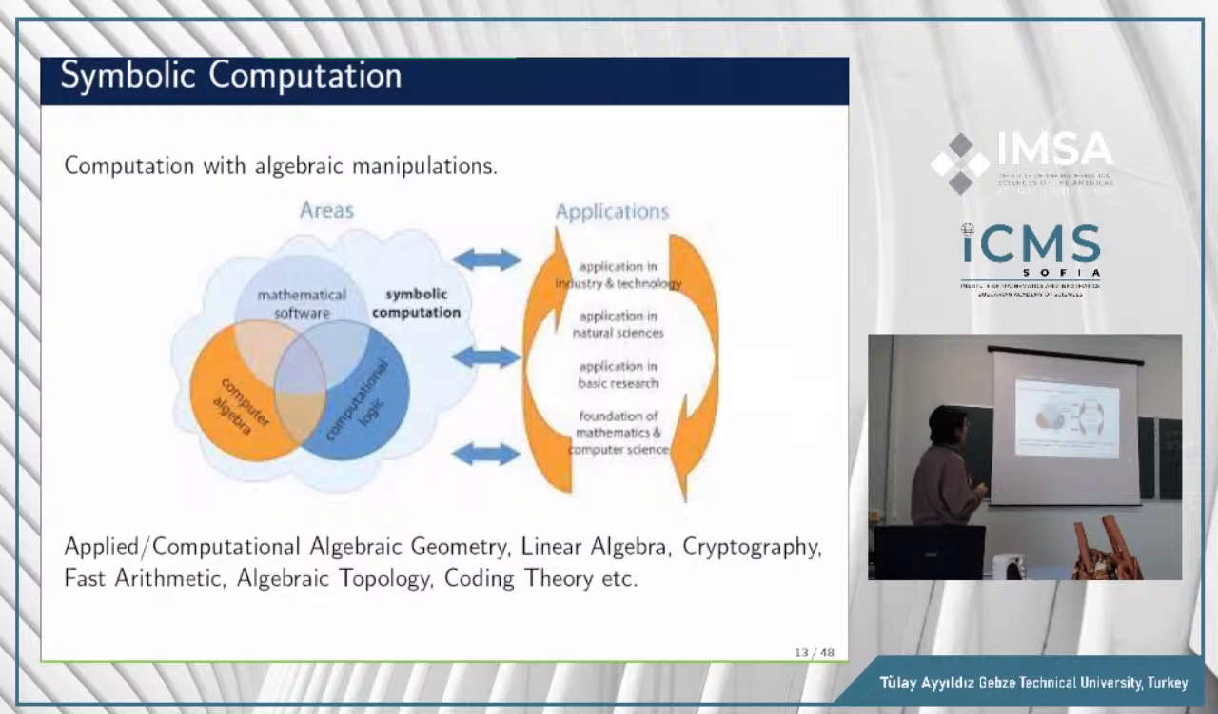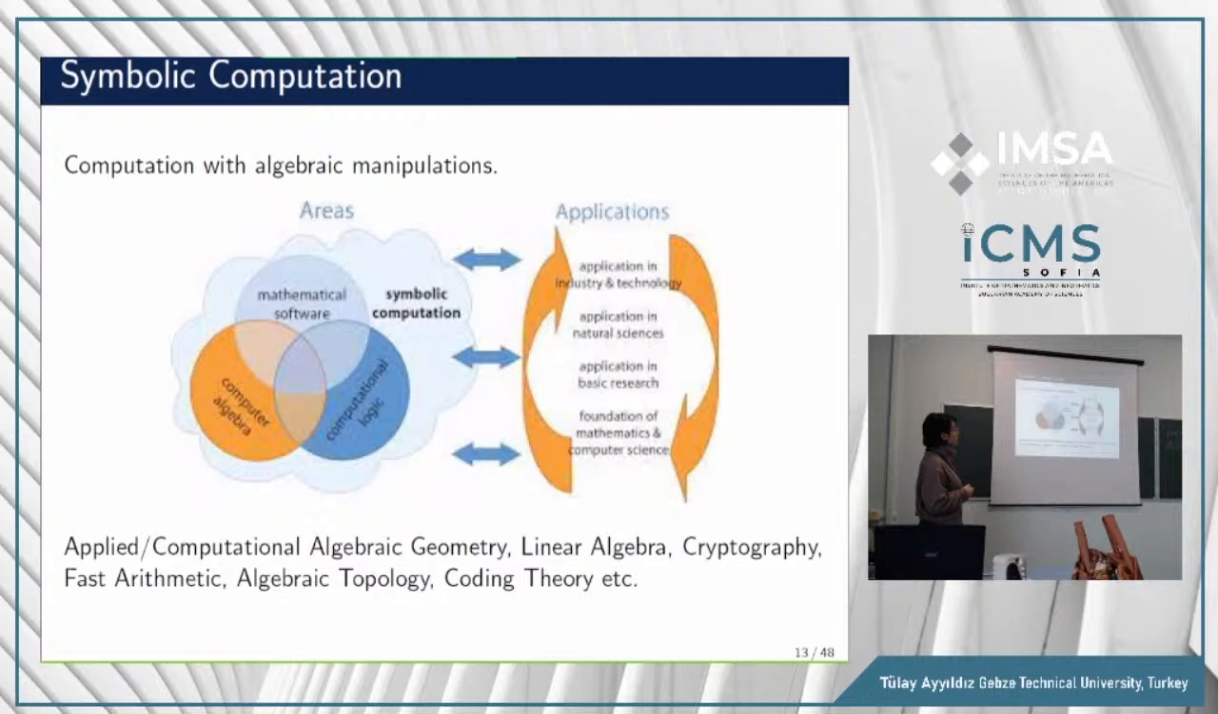But symbolic computation has three main parts. One part is computer algebra. Computer algebra can be algebraic geometry, number theory, algebraic topology, coding theory. It's like a huge area. Then there's an intersection with mathematical software. We have computer algebra systems.